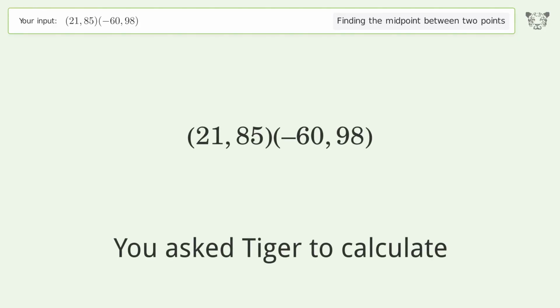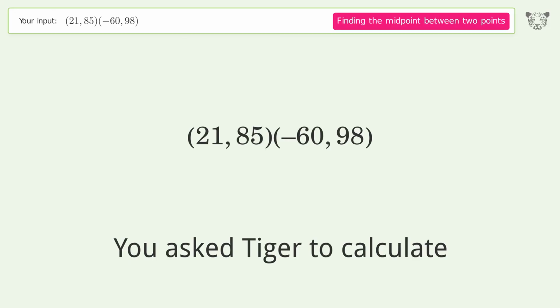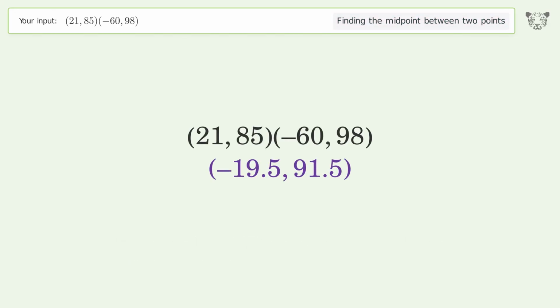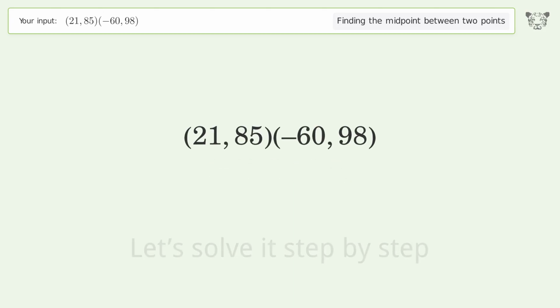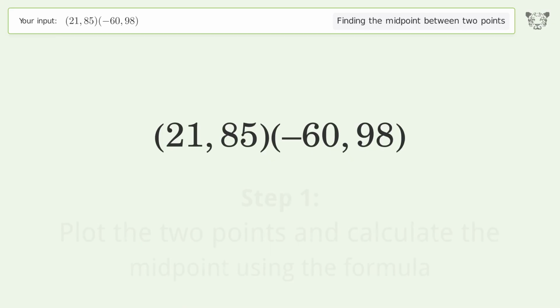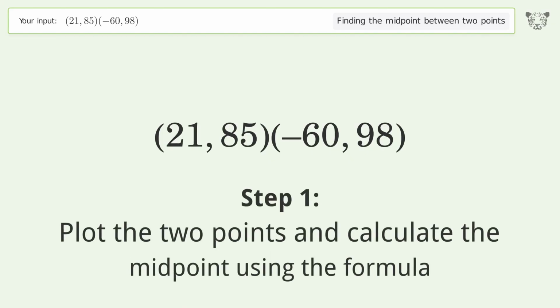You ask Tiger to calculate. This deals with finding the midpoint between 2 points. The midpoint between the 2 points is negative 19.5, 91.5. Let's solve it step by step. Plot the 2 points and calculate the midpoint using the formula.